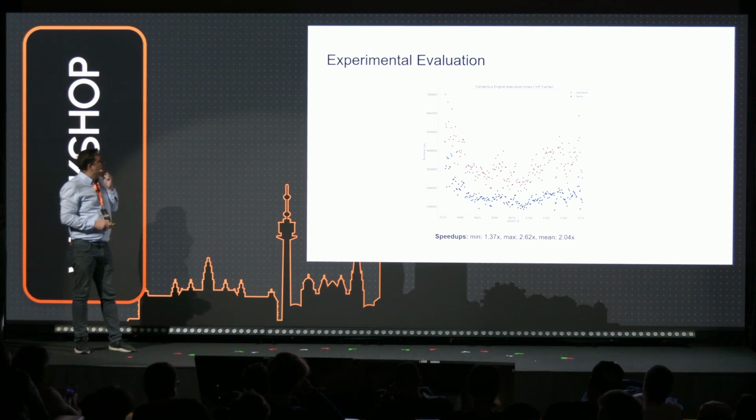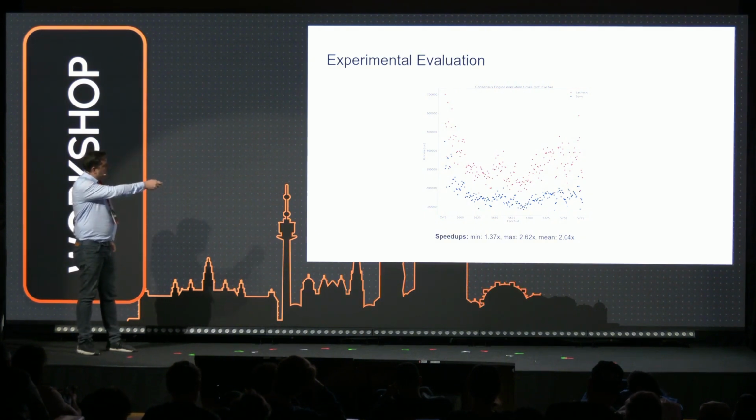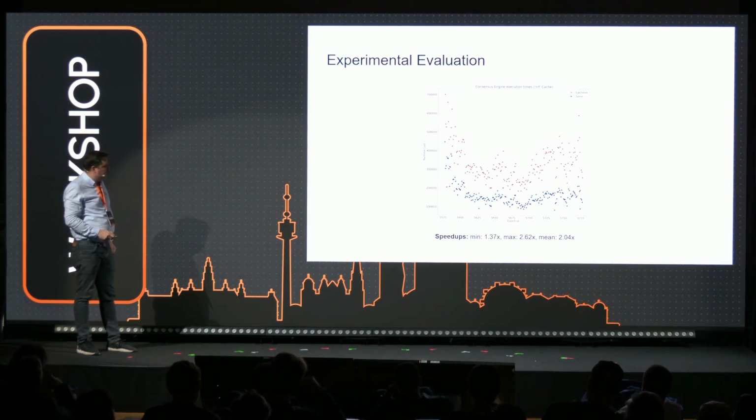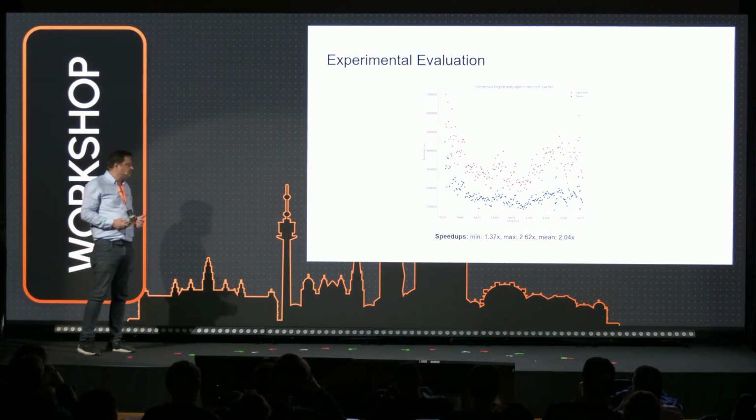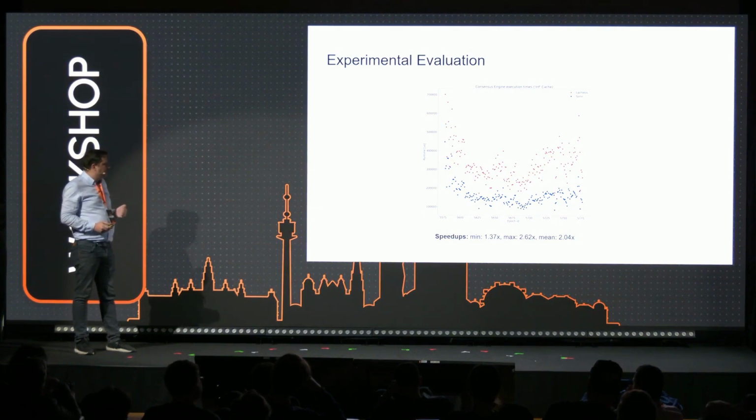And here we can see the experimental evaluation. So we took the previous protocol here, and this is our new implementation. And we have a speed up of maximum of 2.62 times, which is quite considerable. And on average, we are 2 times faster. And the main thing is that we never are slower than the previous one. So that's, we think, very beneficial.